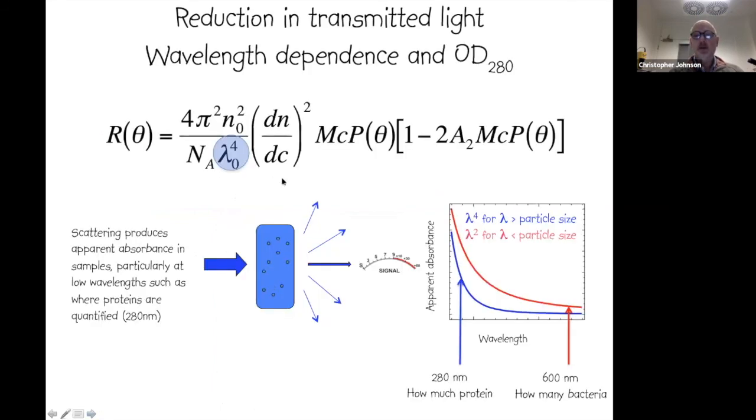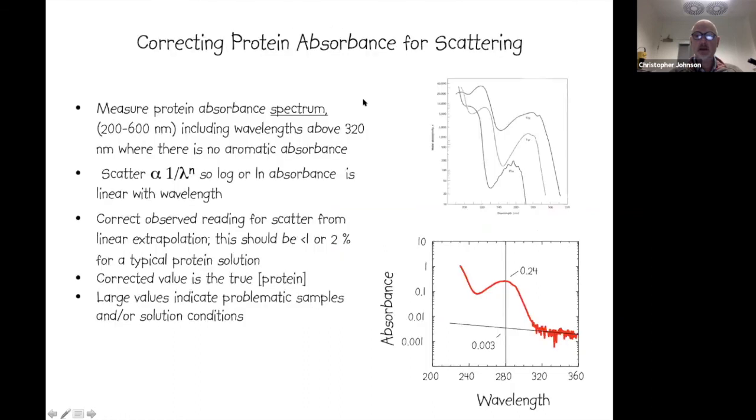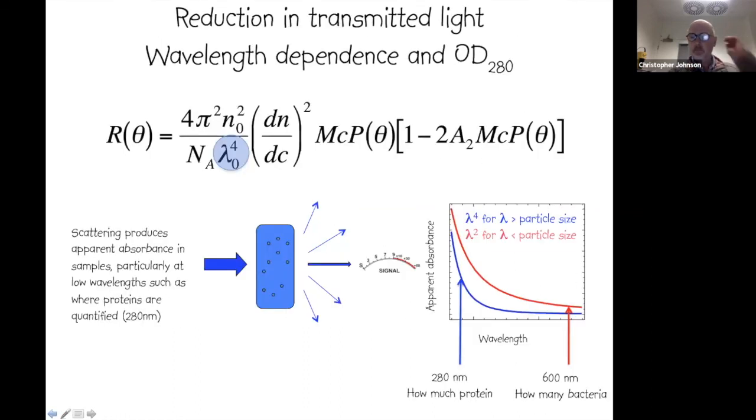But for example, one thing just to point out is that scattering will lead to a reduction in transmitted light. That's because some of the light that we expect to pass through a sample is not reaching a detector, for example, in a transmission measurement to measure absorbance. Therefore, we're measuring a reduced level of signal because of this scattering. And if you remember, in this equation, we have wavelength raised to the power 4. This means that the scattering is greatly enhanced at low wavelengths, where we might want to determine the concentration of our protein.